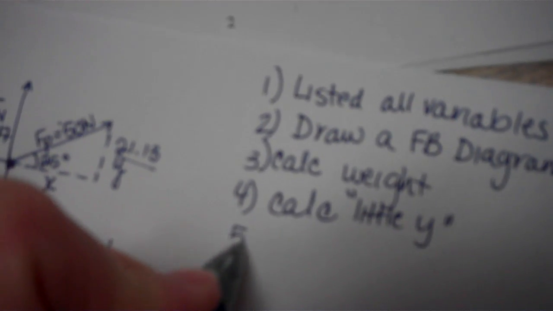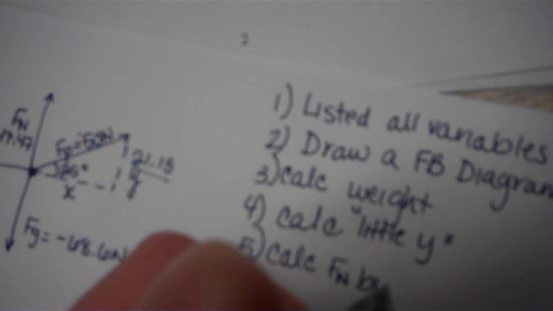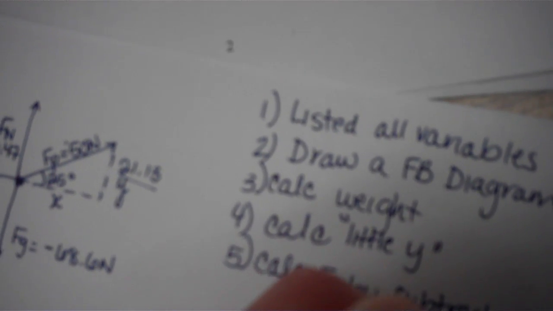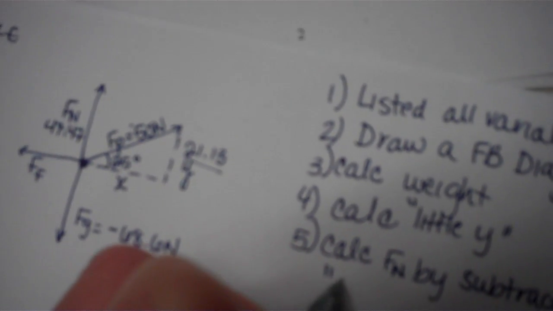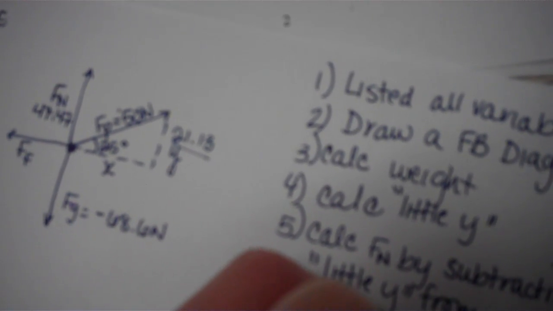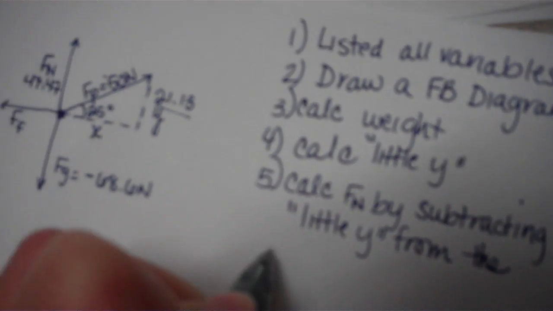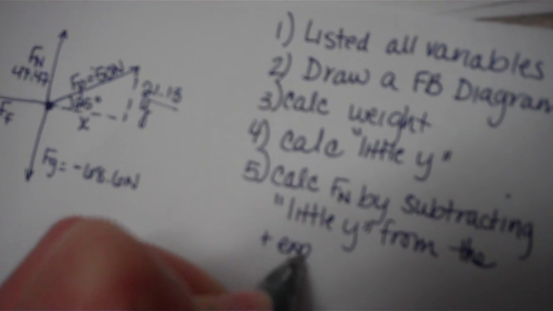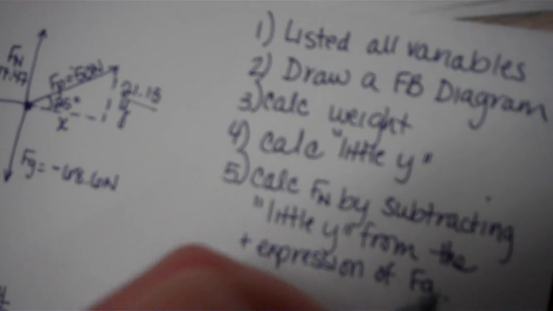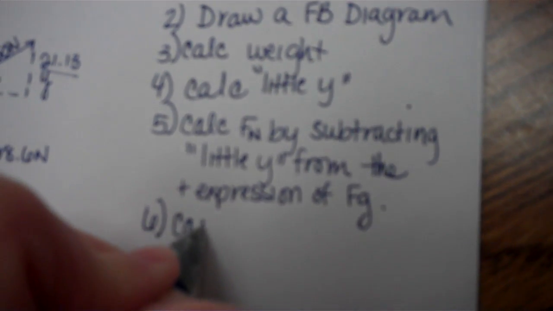So after calculating little y, we calculated the normal force by subtracting the little y value from the positive expression of the force of gravity. So we got our normal force. Now we're going to calculate our little x.